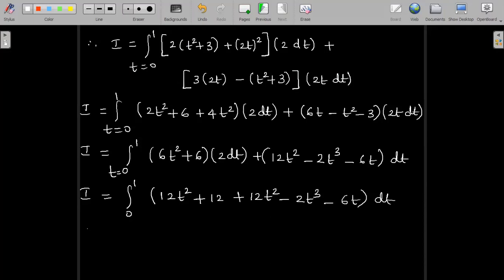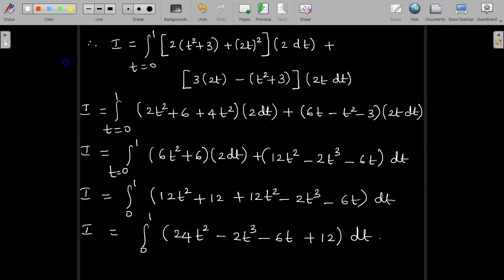We had dt here and we had dt here. I took common. So I is equal to integral 0 to 1. Combine all the like terms. We have 24t square minus 2t cube minus 6t plus 12, the whole thing into dt. We have grouped all the like terms. Now we can integrate term by term and apply the limit 0 to 1.